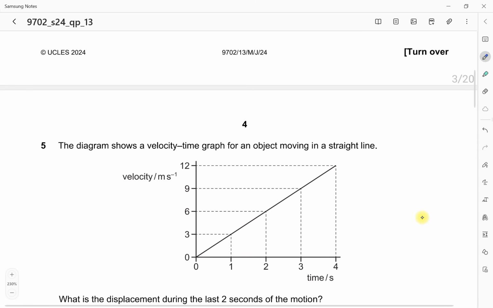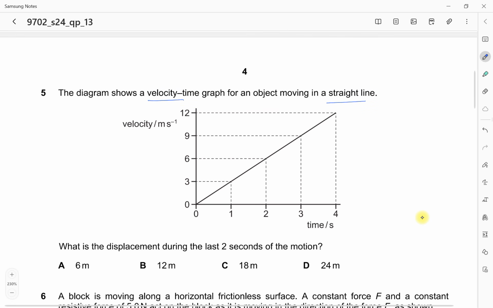The diagram shows a velocity time graph for an object moving in a straight line. What is the displacement during the last 2 seconds? The last 2 seconds, so from here up to these are 2 seconds. So the displacement is the area under this part here, or the area under the graph.